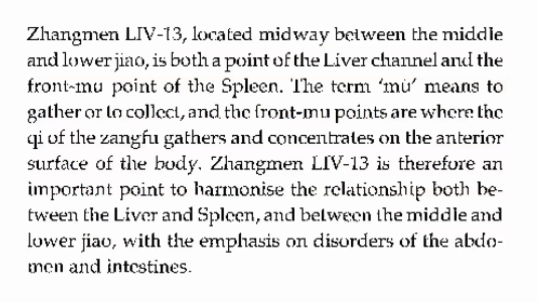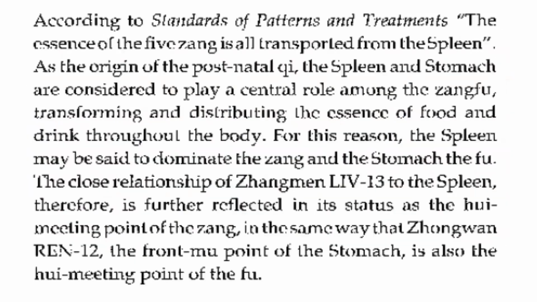Liver 13, located midway between the middle and lower jiao, is both a point of the liver channel and the front mu point of the spleen. The term mu means to gather or to collect, and the front mu points are where the qi of the Zangfu gathers and concentrates on the anterior surface of the body. Liver 13 is therefore an important point to harmonize the relationship between the liver and spleen and between the middle and lower jiao, with emphasis on disorders of the abdomen and intestines.